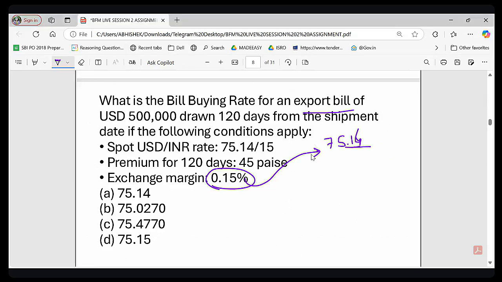Can you calculate how much is 0.15 percentage of 75.14? Take a moment to calculate this. It is simple mathematics but very important. Share your answer in the chat. So 0.15% of 75.14 is nothing but 0.0015 multiplied by 75.14, right?